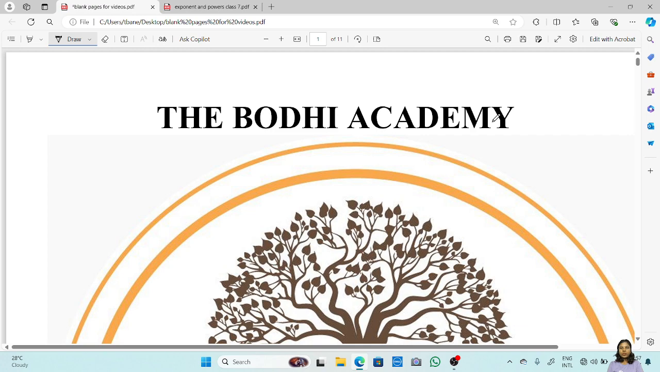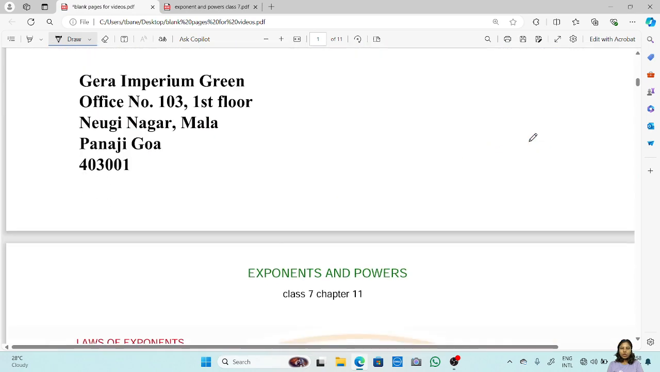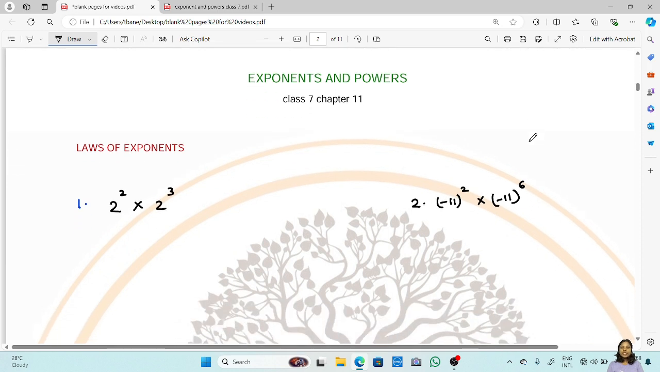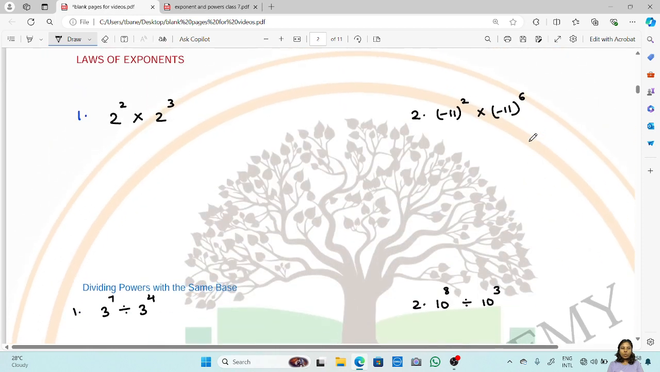My name is Abhisha Kulaso, and in today's video, we'll continue with our chapter of class 7, chapter 11, exponents and powers. So previously, we learned about what are exponents and what are their powers, how they can be expressed, and we saw various examples to elaborate them. Now, in today's class, we will move ahead with the laws of exponents.